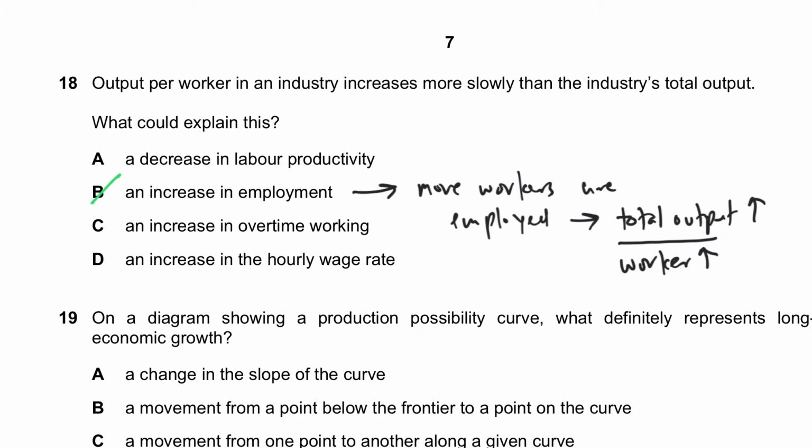Let's also look at the other choices. For example, A says a decrease in labor productivity. Well, if labor productivity goes down, then the total output should not go up, but should actually go down. Similarly, an increase in overtime working would mean the same workers are working overtime, so output per worker should go up if the total output is also going up. An increase in the hourly wage rate means higher wages. That has to do with cost and not with output. So D doesn't make sense either. So that's why B is the right answer.